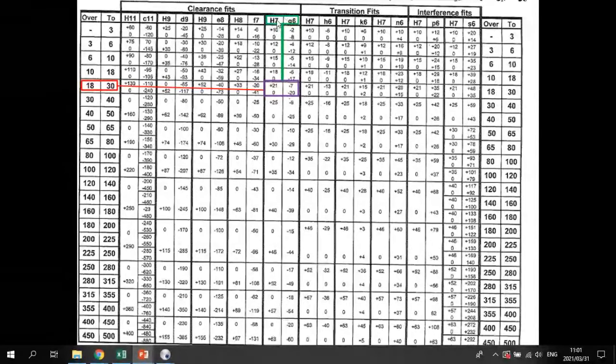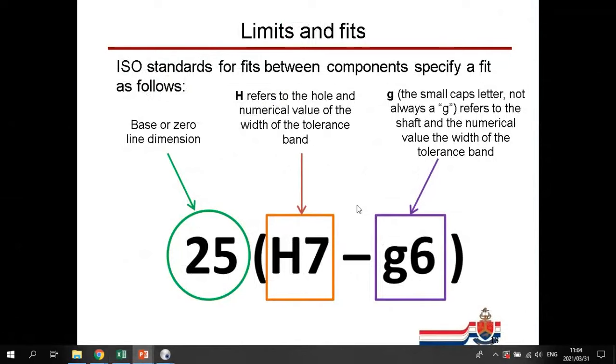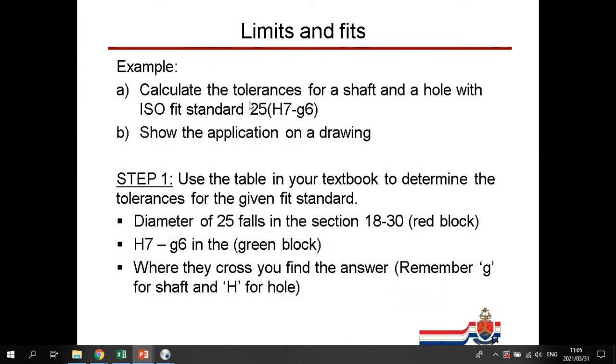Okay, so also remember you have to use the H and the G that are next to each other. I can't use that H with this G. So it's one band that I'm using, H7G6 or H7K6. So this is the way a tolerance is given, the zero line dimension and then the fit category. So an example says calculate the tolerances for a shaft and hole combination with the ISO fit standard 25H7G6 and show it on a drawing.